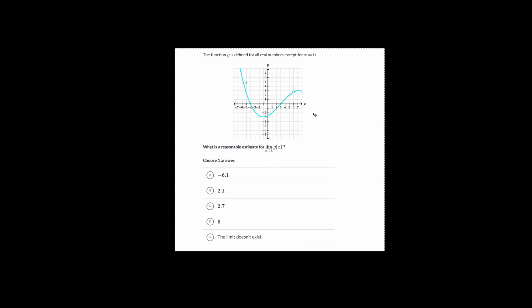Now we have the limit of the function g of x, which is defined for all real numbers except x equals 6. The limit of that as x approaches 6. Well, we can see from here, it's approaching about, yeah, 2.7 seems the closest to it. So we would just say 2.7.